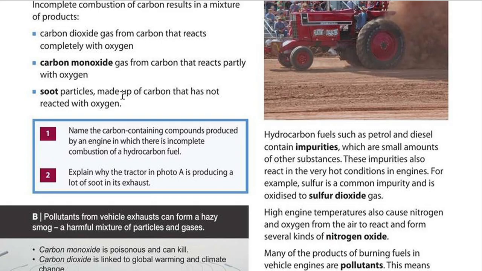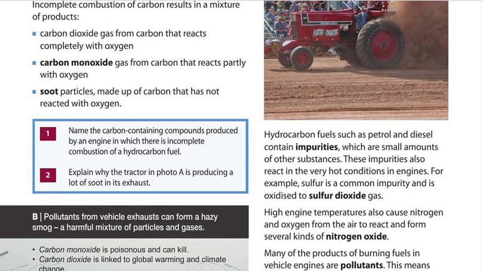Is it diesel engine? Name the carbon containing compounds produced by an engine in which there is incomplete combustion of a hydrocarbon fuel. I'll give you 30 seconds to find the answer. Is it carbon monoxide? Yes, carbon monoxide is one. Soot? Soot is one. Carbon dioxide? Carbon dioxide. Those are the three.